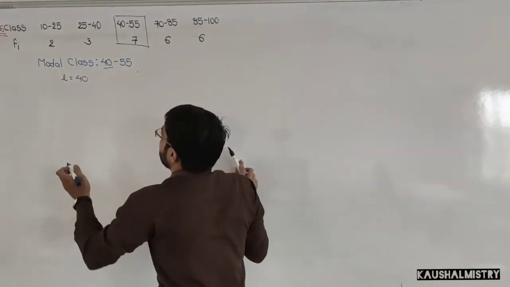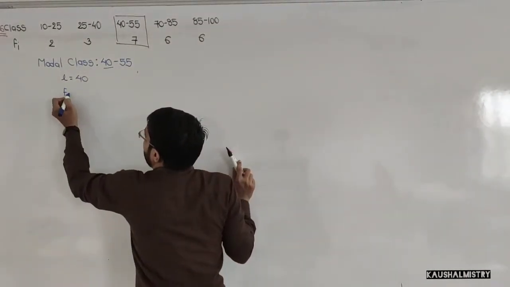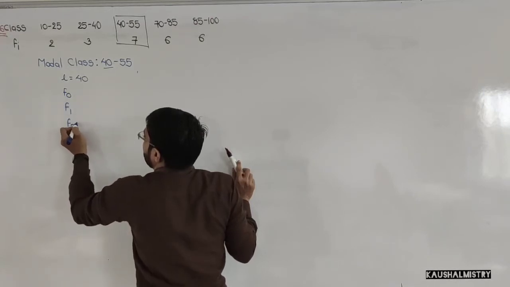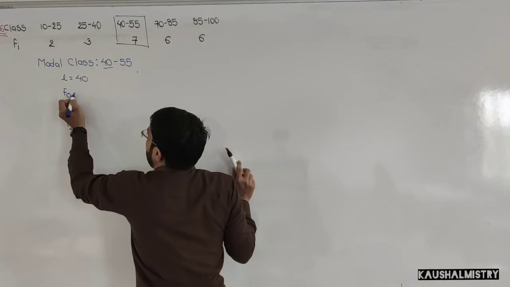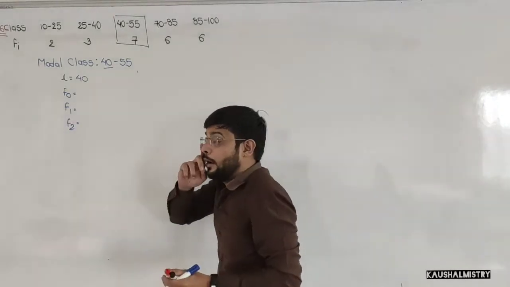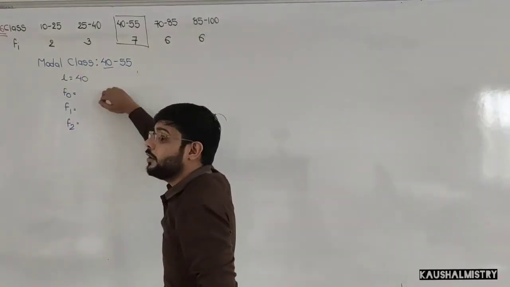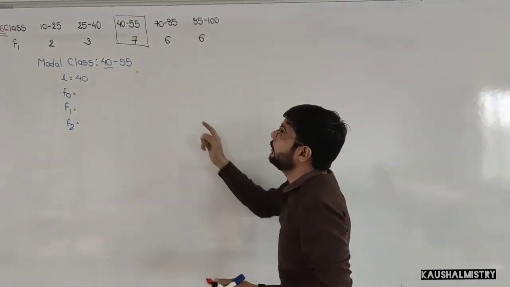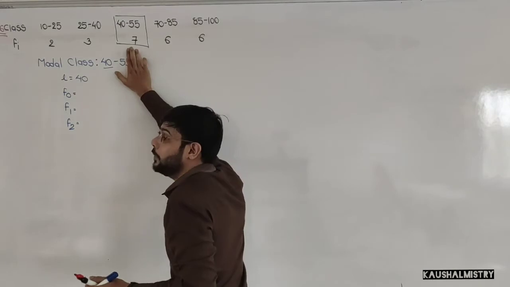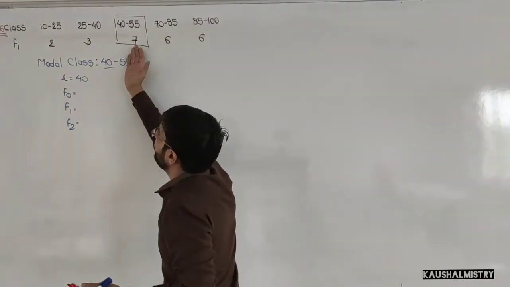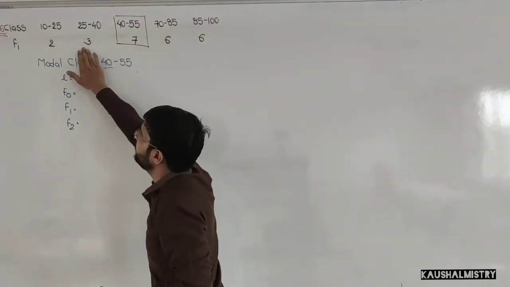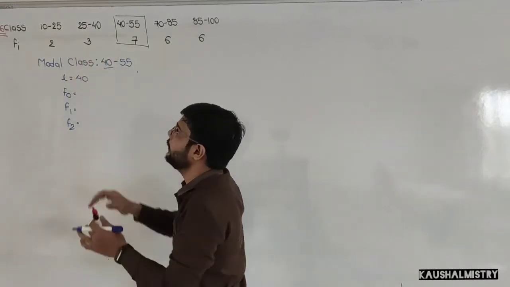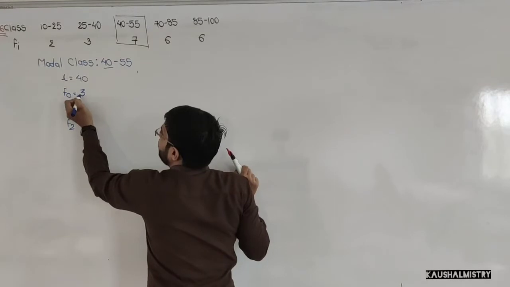Now we can see that we have to find F0, F1 and F2. So F0 will be the frequency of the preceding modal class. Preceding modal class will be here. This will be our modal class. Frequency of the preceding modal class will be 3. So that means F0 is equal to 3.